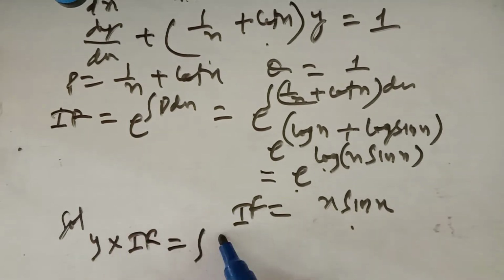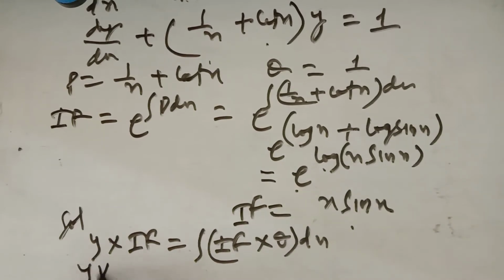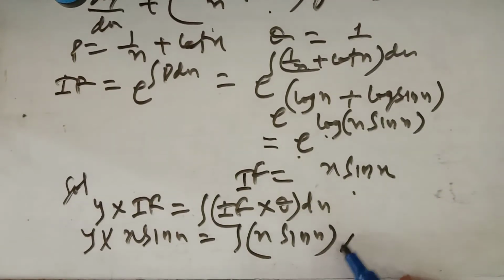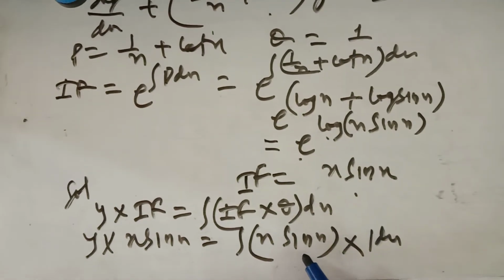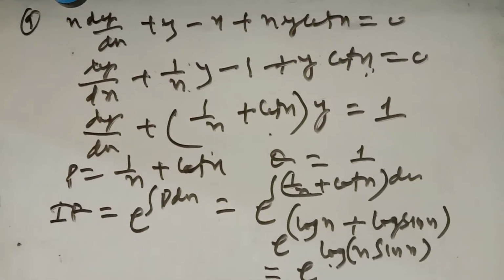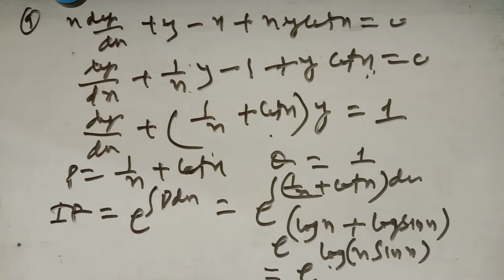The solution is y into integrating factor is equal to the integration of integrating factor into Q with respect to x. So integrating factor is x sin x, and Q here is 1. So you have to integrate it by using integration by parts. This is the first function, and this is the second function. You can integrate by parts. So it is not such an easy question, because you have to arrange it in many steps to convert it to the standard form of linear differential equation.